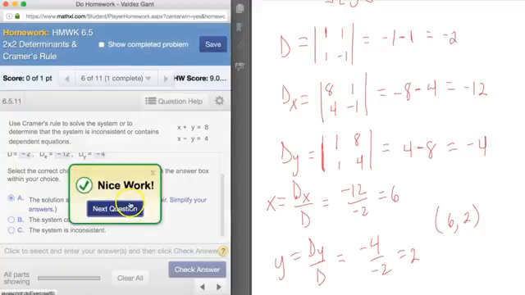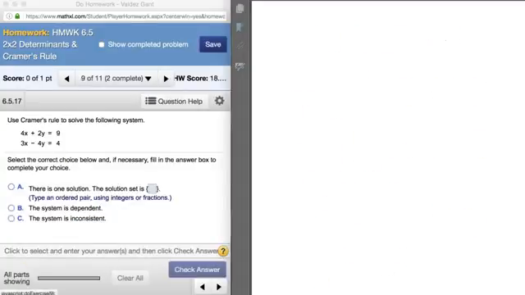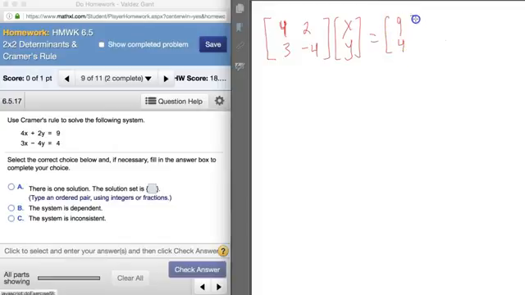All right, and so we'll move on to our next question. All right, so for this one, we're just given a system of linear equations, and we're asked to solve this via Cramer's rule. So again, we know that if we write out the matrix equation equivalent of this, this would be 4, 3, 2, negative 4, x, y, and that would be 9, 4.